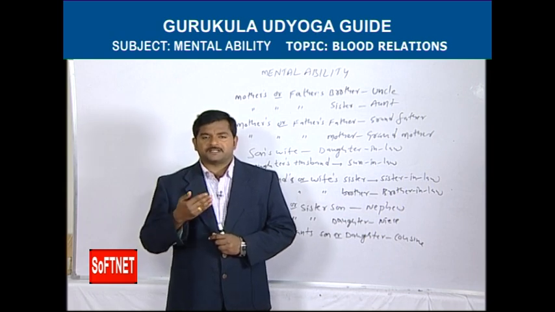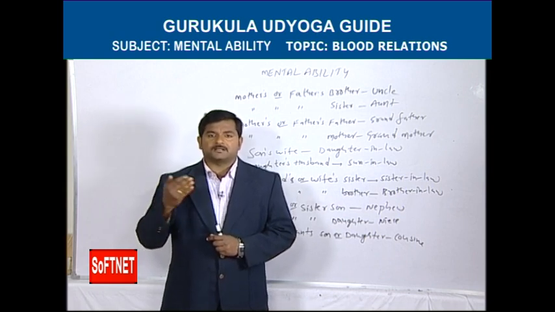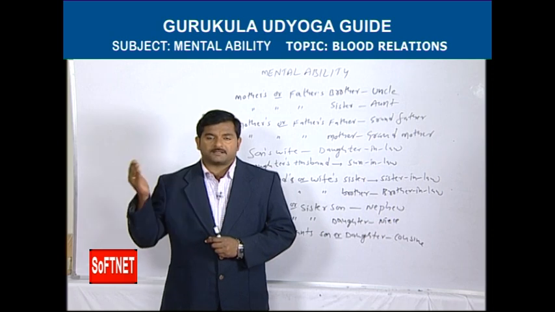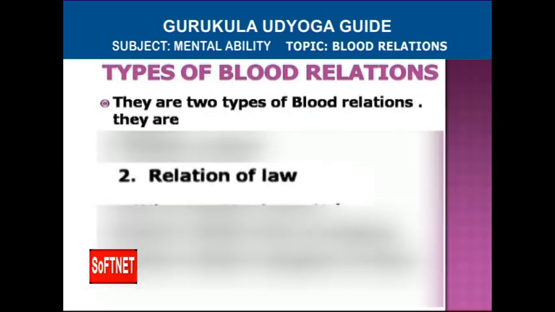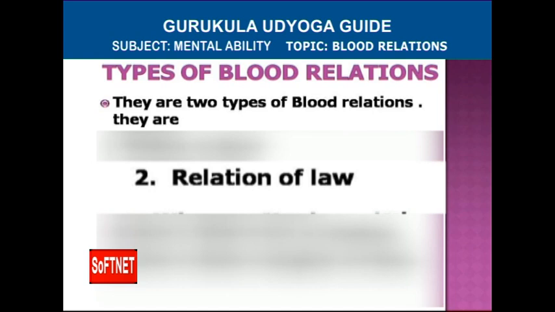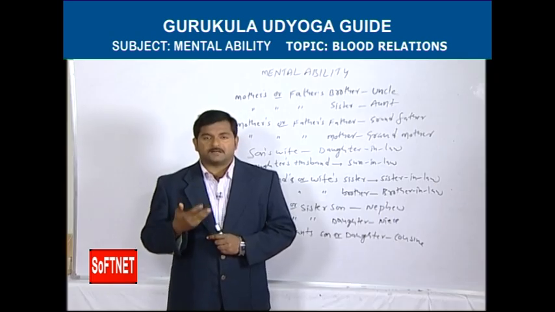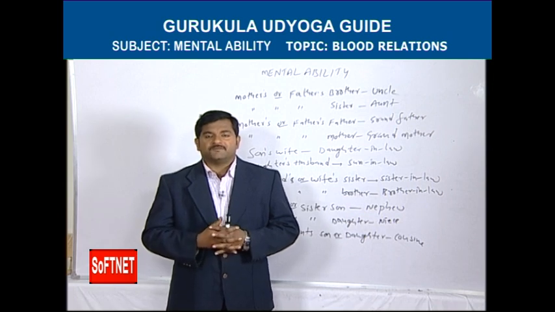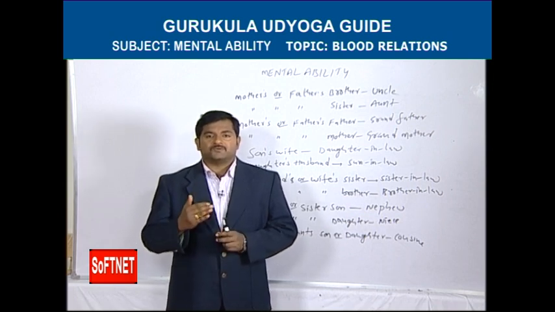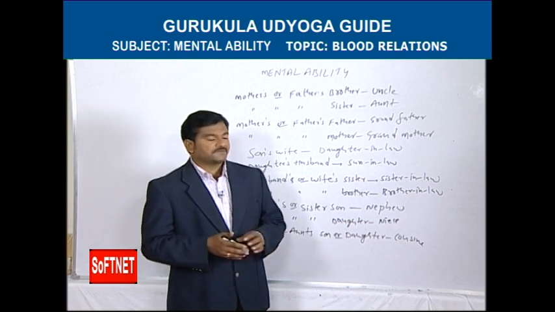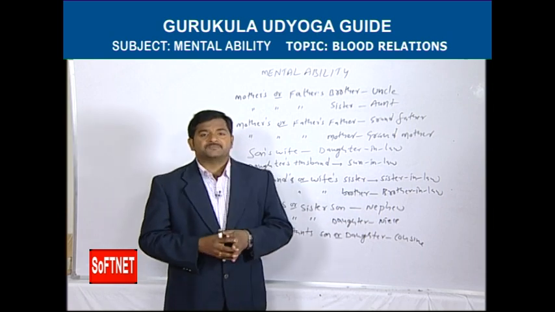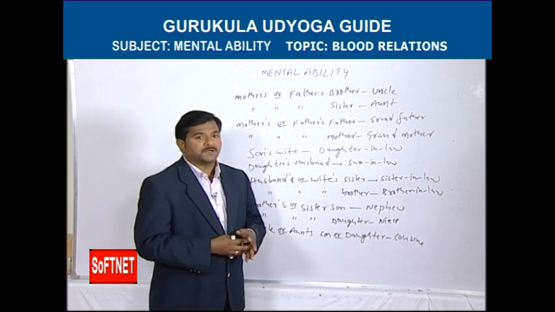Relation by blood means mother, father, aunt, uncle, son, daughter, etc. Relation by law means wife, husband, mother-in-law, daughter-in-law, son-in-law, etc. These are the different types of relations. Okay. So before going to start the various problems, first of all we need to be aware of different types of relations. Okay, we will see this part one by one.